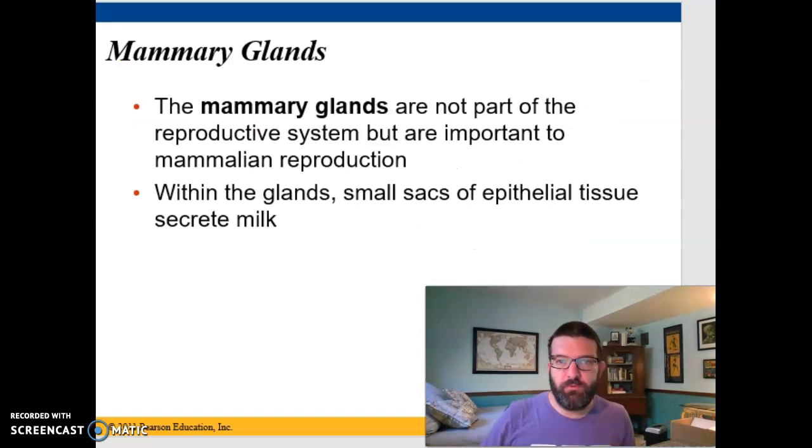In addition to the typical parts of the reproductive system, another organ that's associated with the reproductive system are the mammary glands, and those are there for after the birth of the kiddo, so that you are able to produce milk to support the new baby.